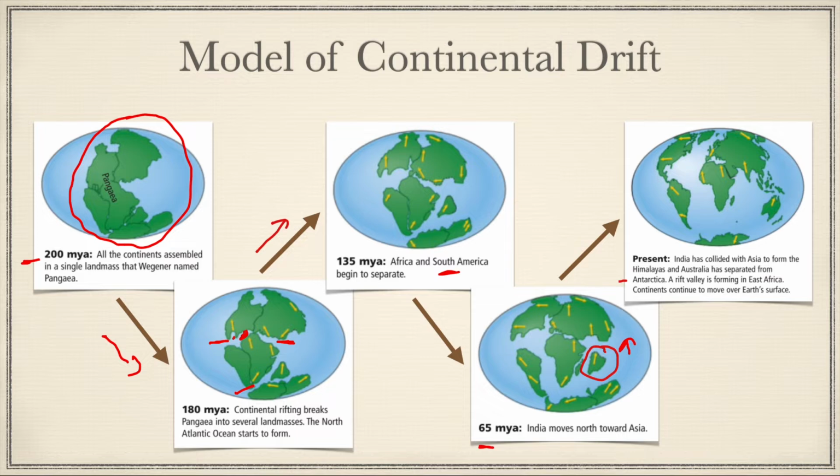Continents continue to move over Earth's surface. So right now we do have a rift valley formed in Africa. Actually, the rift valley is basically what separated Madagascar, which is a little island right there. Now, one other thing to mention too, you had Pangaea, you also had, kind of hard to read, but Panthalassa, which was the name of the ocean here.